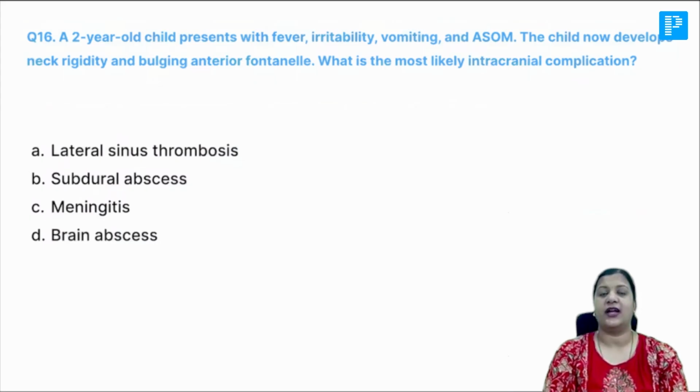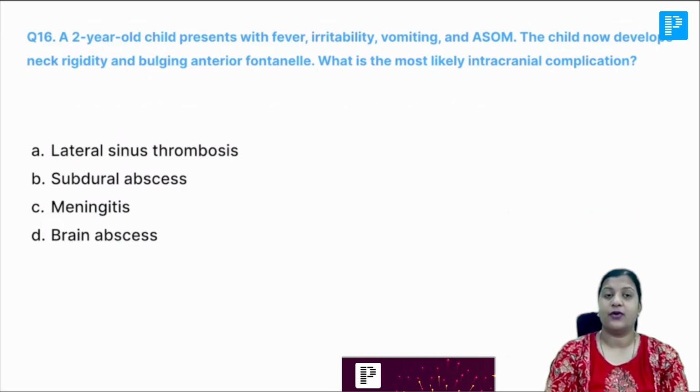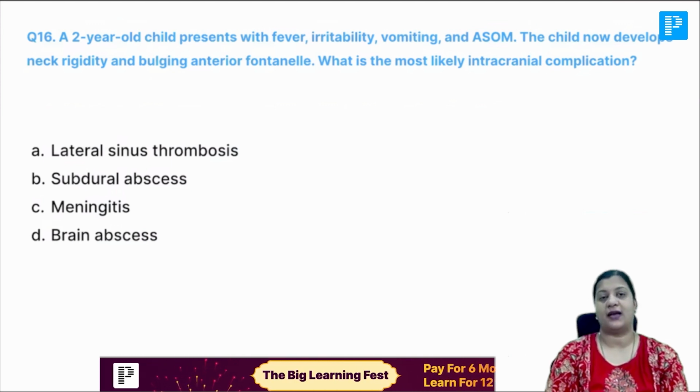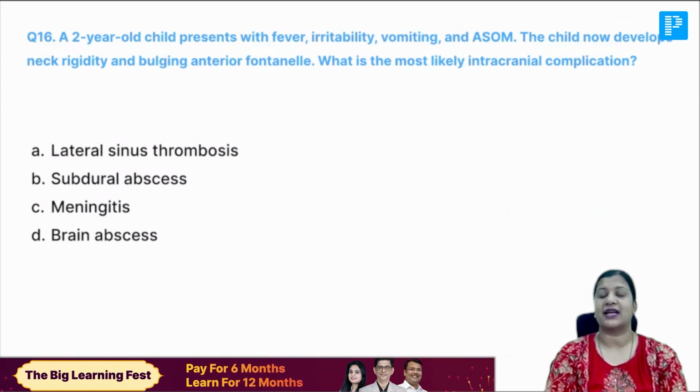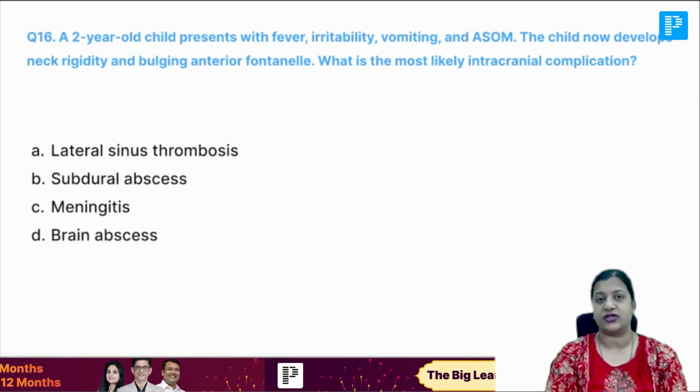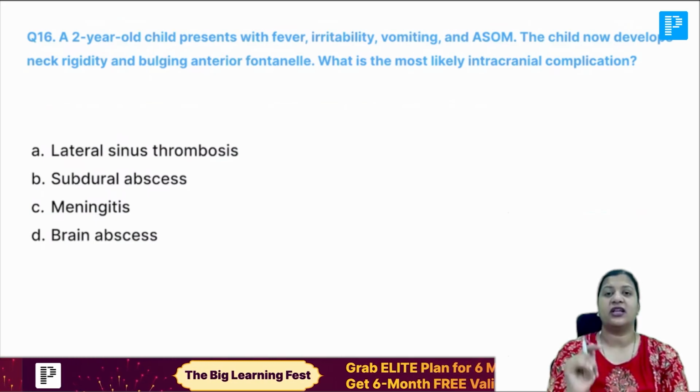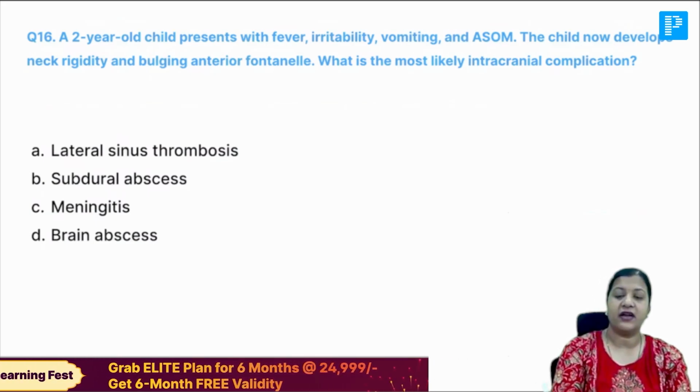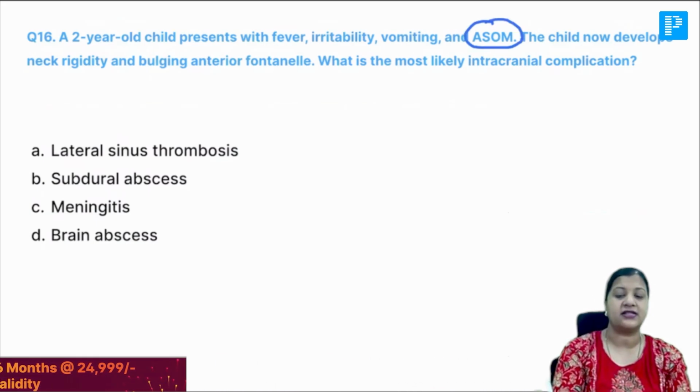A 2-year-old child presents to you with fever, irritability, vomiting, and ASOM. The child now develops neck rigidity and bulging anterior fontanelle. What is the most likely intracranial complication? Lateral sinus thrombosis, subdural abscess, meningitis, or brain abscess? See, all of the four we're discussing are all intracranial complications. But here the question is, the patient was having fever, irritability, vomiting, and ASOM.